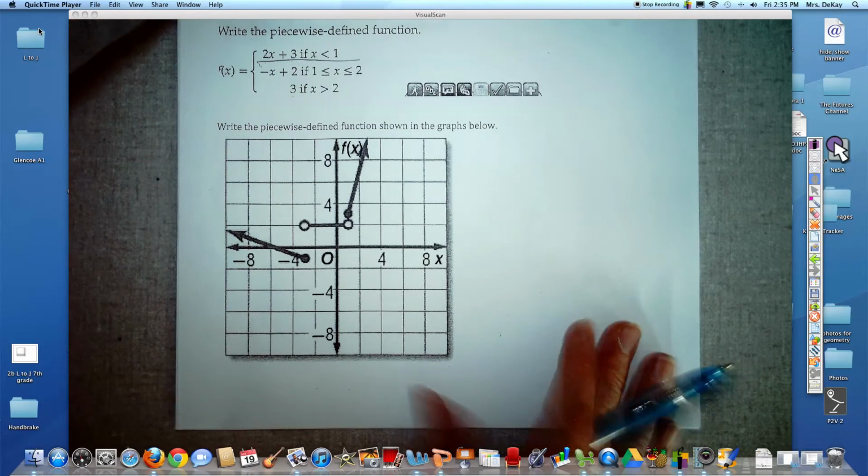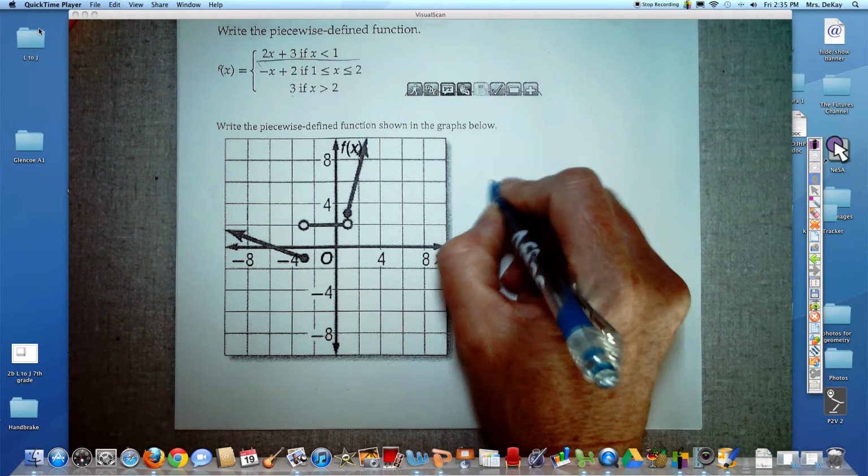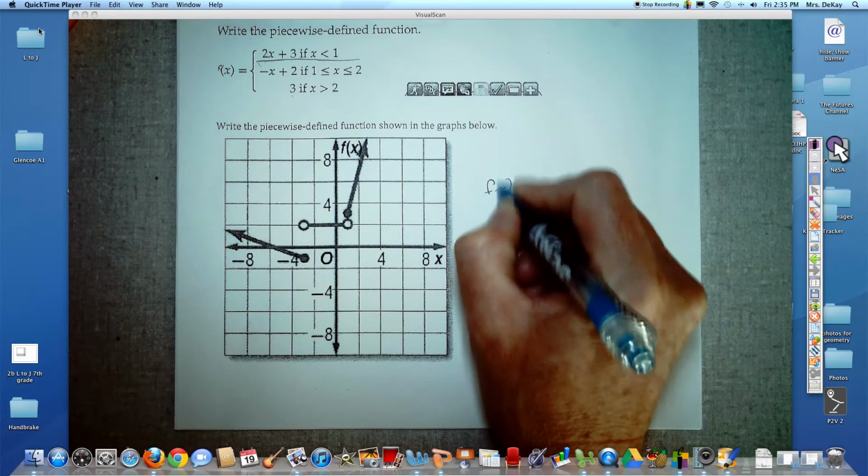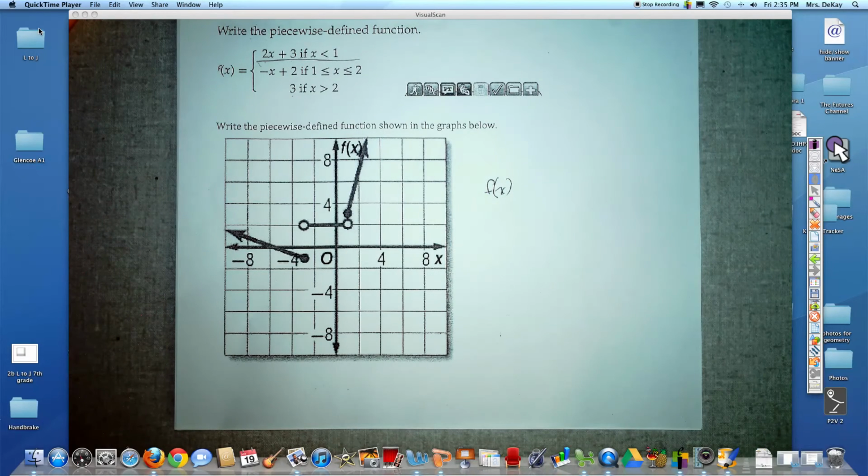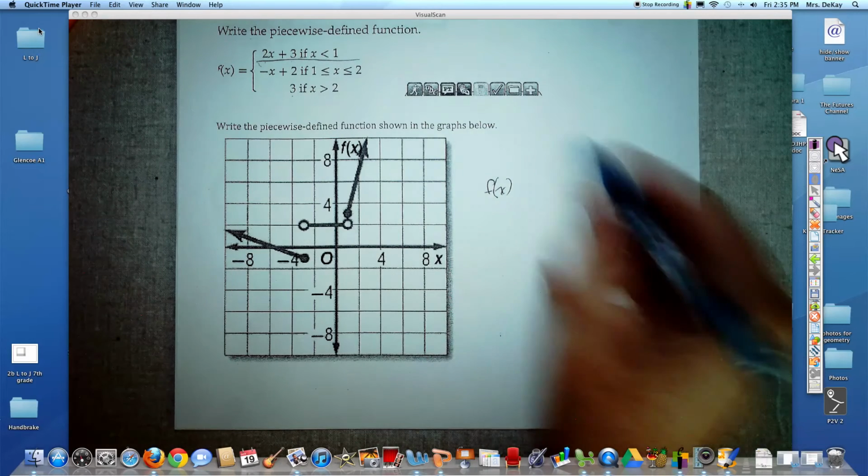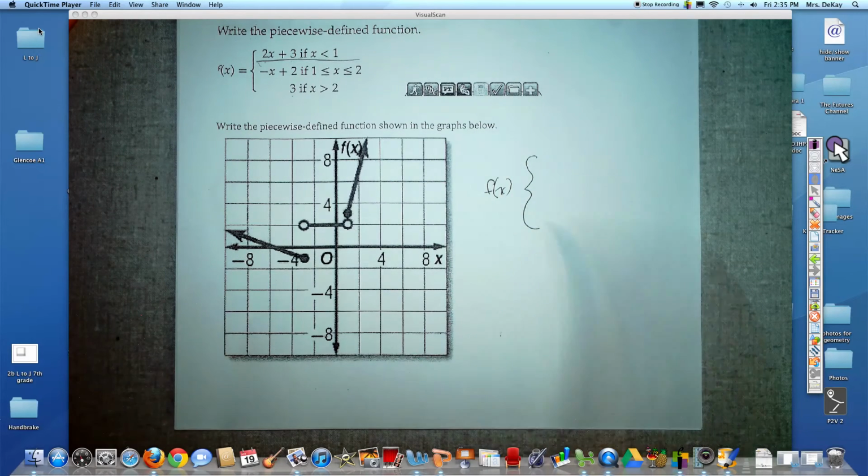At the bottom of the page, we get to do it ourselves now. F of x. How many pieces are there to this function? 3. So I need to have 3 pieces.